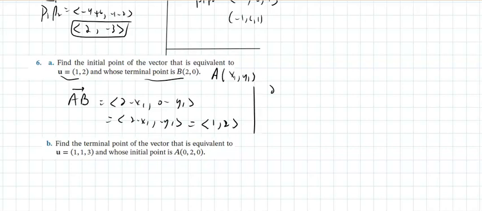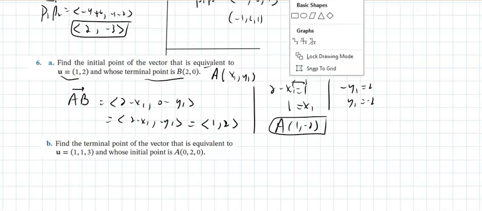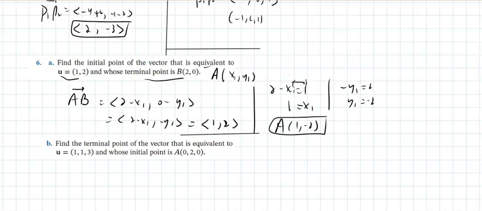Well, what does that mean? That means 2 minus x1 must be 1. That means x1 must be 1. And you want negative y1 to be 2, which means y1 should be negative 2. So A should be the point 1, negative 2. That will mean those two vectors are equivalent. They basically do the same thing, whatever you drop at their base.